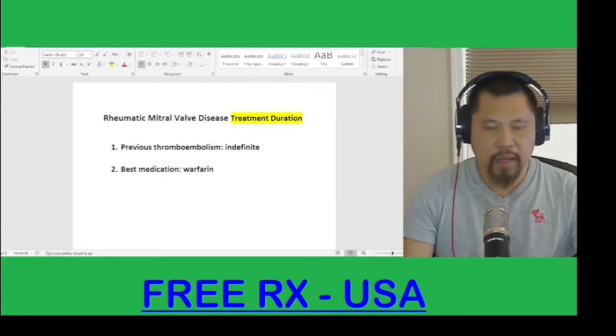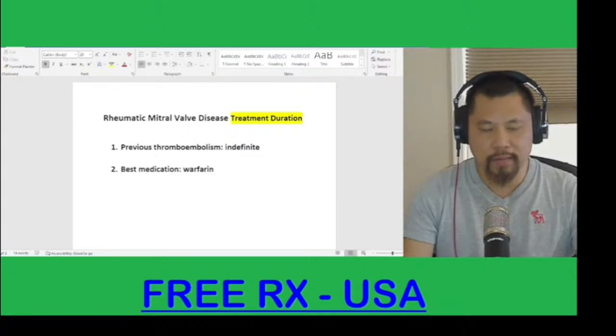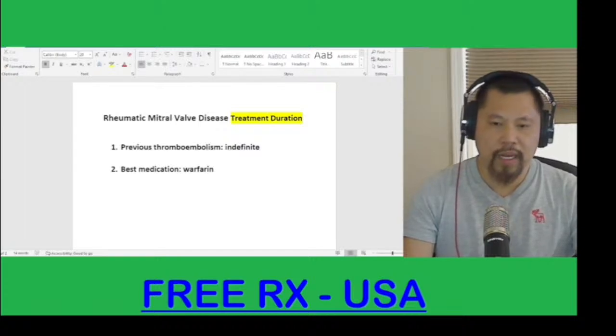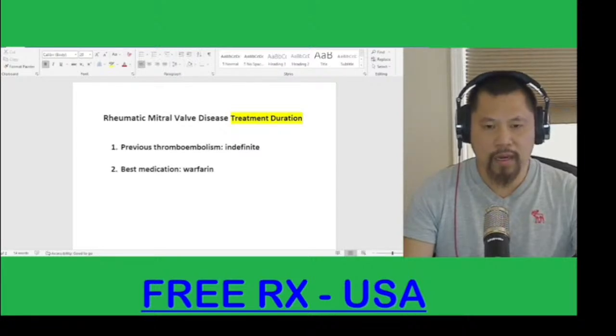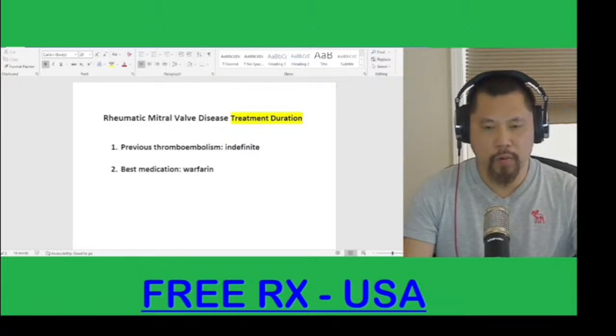If you have a history of rheumatic mitral valve disease and you have an acute blood clot, such as pulmonary embolism, a blood clot in your lung, then you may need to take a blood thinner medication for the rest of your life or indefinitely. And the best medication for it is warfarin.